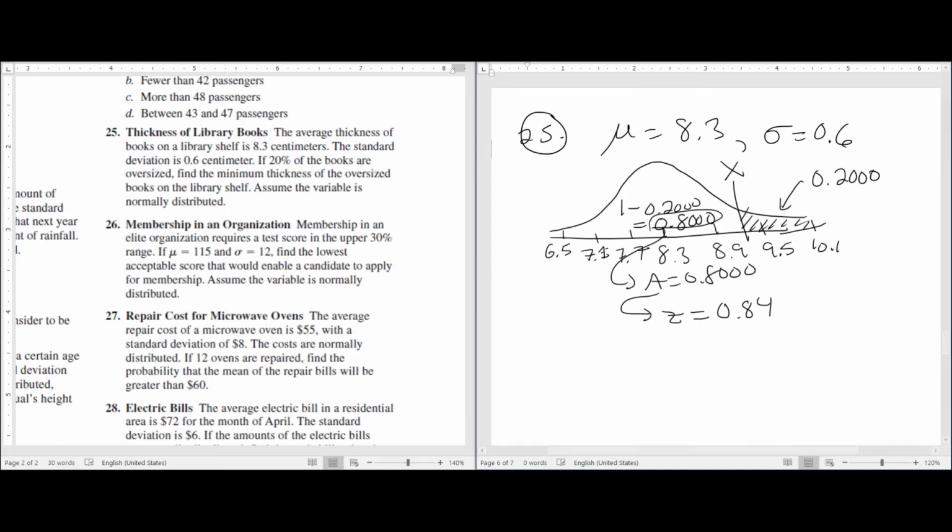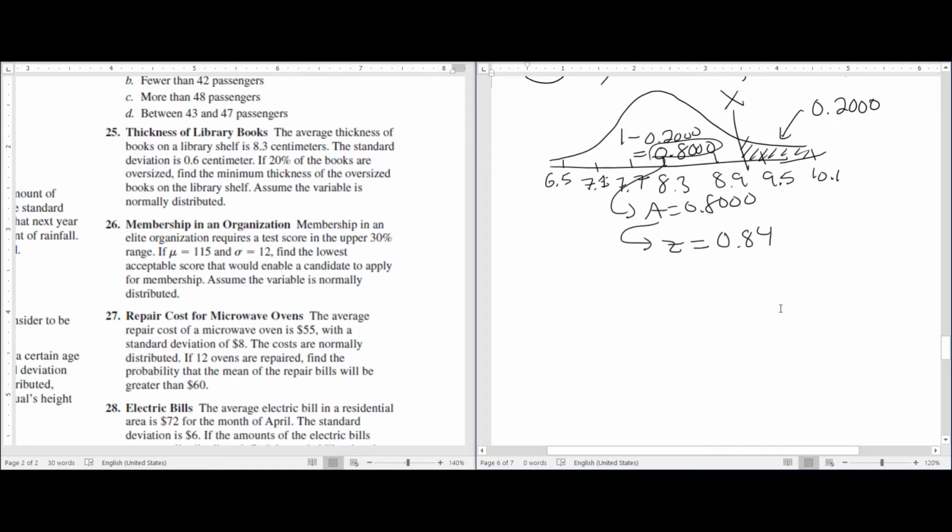All right, it doesn't matter that these are similar. They're not always going to be similar numbers. Sometimes they'll be way different. But the z happens to be 0.84. So now we know what the z-score is, and we can go ahead and find the x.